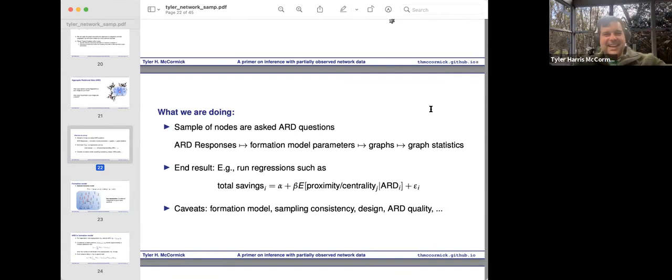There's something else. It turns out there's enough information in these questions to estimate the parameters of a model for a network amongst the individuals in the sample. Once you have the parameters of a probabilistic model, you can generate graphs. And once you can generate graphs, you can get graph statistics. That's the main idea of the approach that we've used.